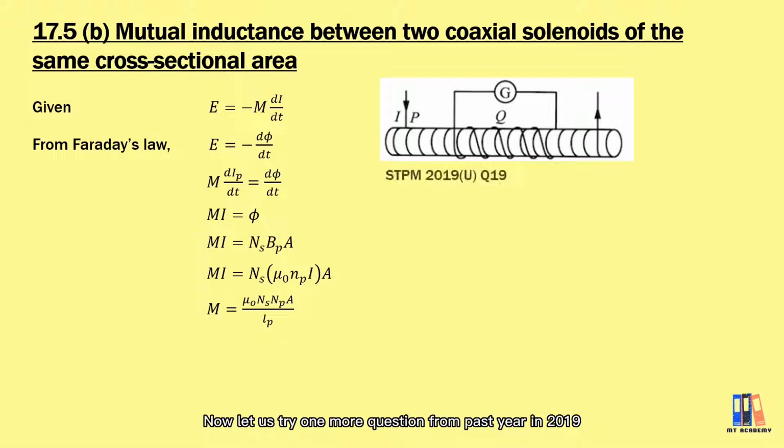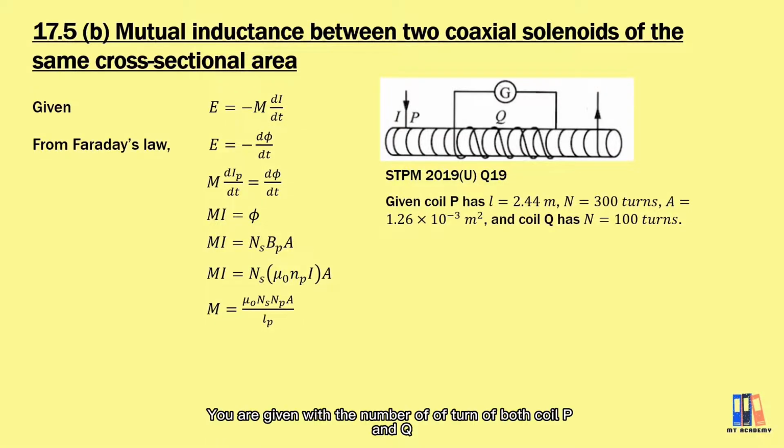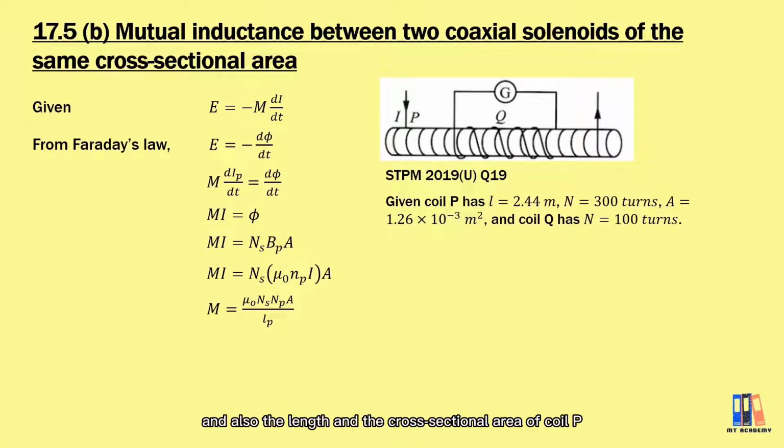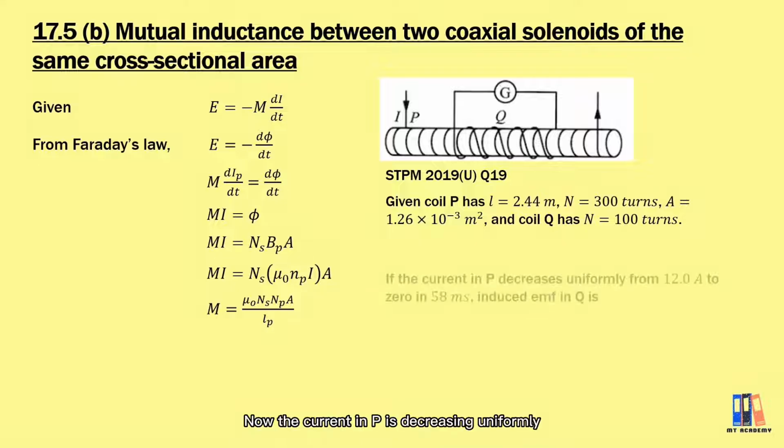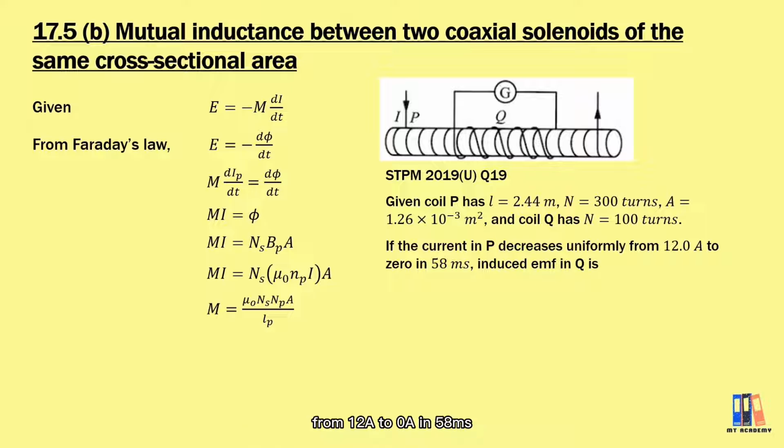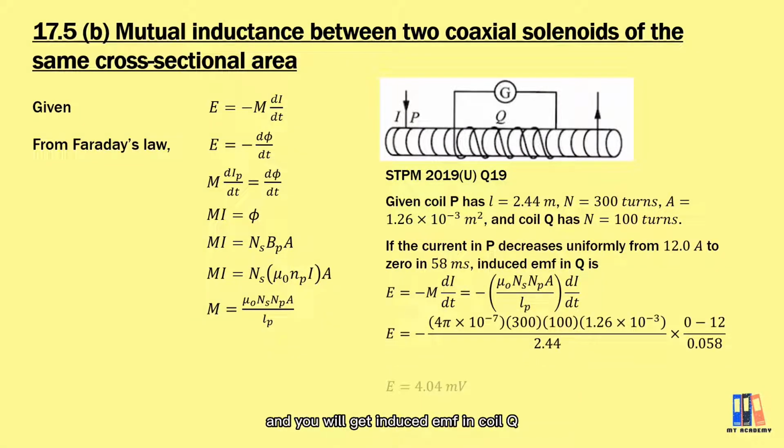Now let us try one more question from past year 2019. You are given the number of turns of both coils P and Q, and also the length and the cross-sectional area of coil P. Based on the diagram, you can see that coil Q is tightly wound around coil P. You can assume that the area of coil Q is the same as the cross-sectional area of coil P. Now the current in P is decreasing uniformly from 12 ampere to 0 in 58 milliseconds. From the discussion, we have the equation of induced EMF equal to negative mutual inductance multiplied by the rate of change of current. With this, we can substitute in the formula that we have derived, put in all the values, and you will get the induced EMF in coil Q is 4.04 millivolt.